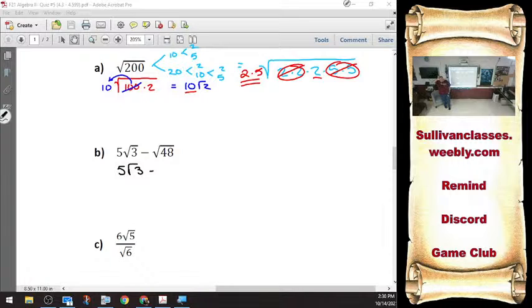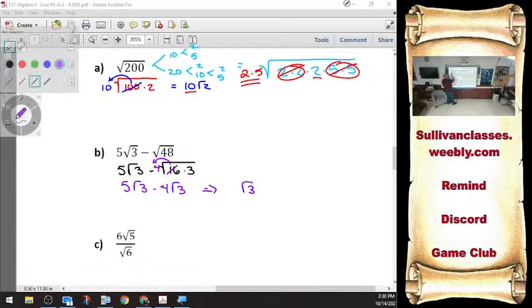What's the biggest perfect square that goes into 48? 16. So when I rewrite it, I say that's 5 square root of 3's minus 4 square root of 3's is just square root of 3. Yeah, don't put the 1 outside of it. It's redundant. That's like saying 1x, right? We just say x. Okay.